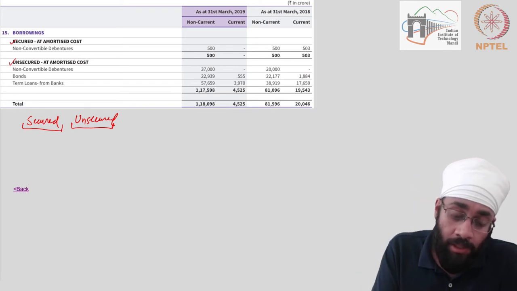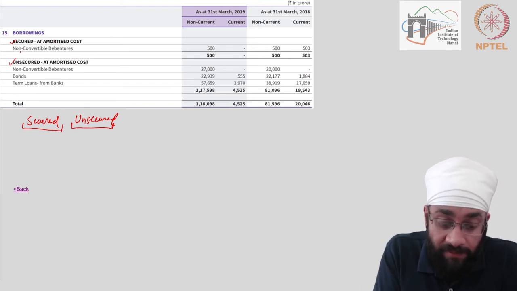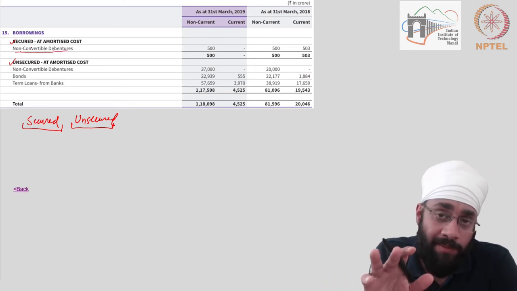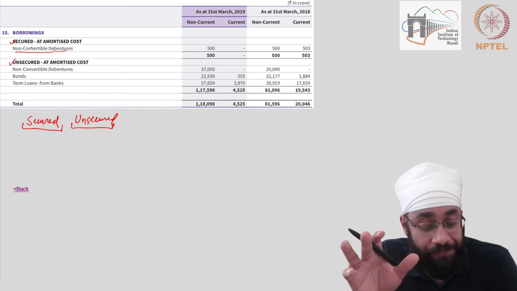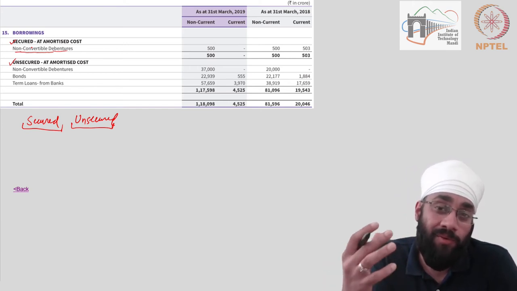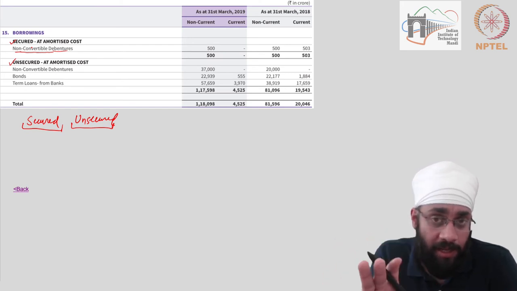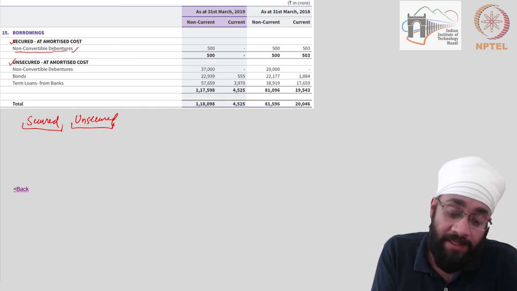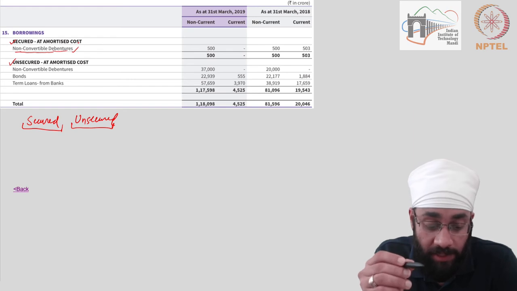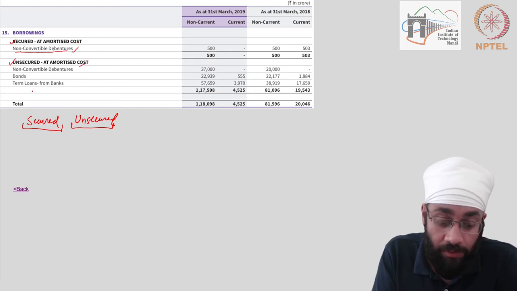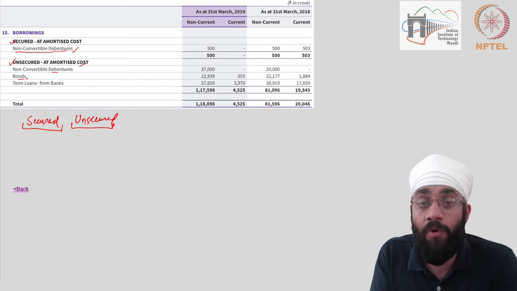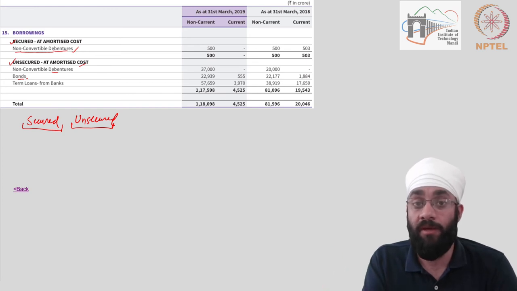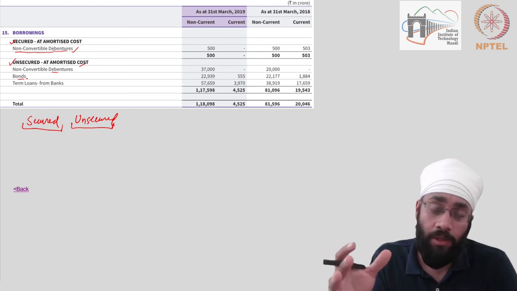Unsecured, on the other hand, means they can't do anything about it if Reliance does not pay back that amount. Under the secured, you have non-convertible debentures. Convertible and non-convertible is some advanced terminology. It basically means convertibility into equity shares at some time in future. But I don't want to get into that, that's beyond the scope of the course. All we need to understand is that these are long-term loans that the company has raised. Some are secured and some are unsecured. There are debentures and bonds, and debentures and bonds, in simple language, are the money that you raise from the general public in the form of a loan rather than going to a bank.